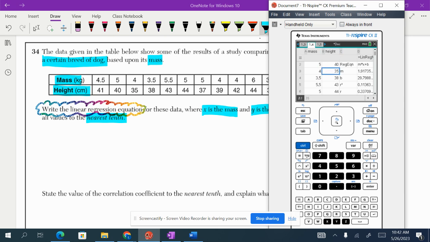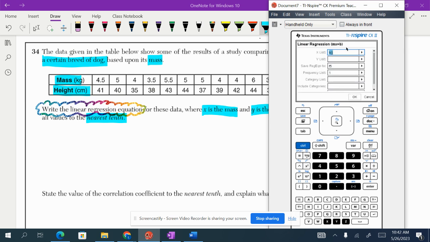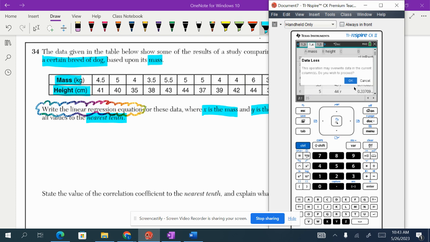Hello and welcome back. Okay, so we're going to go menu, 4 for statistics, 1 for stat calculations, 3 for linear regression. You want mx plus b. Your x list is what you put in the x column, which was mass. Your y list is what you put in the y column, which is height. And then you're going to want your output to come out in column C. Hit OK, hit OK. And here we go.